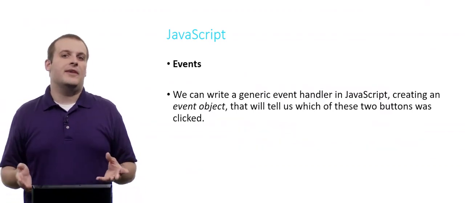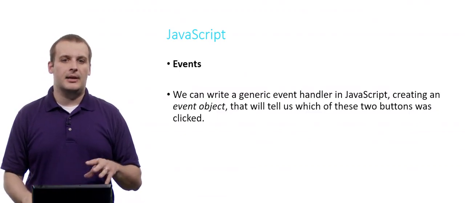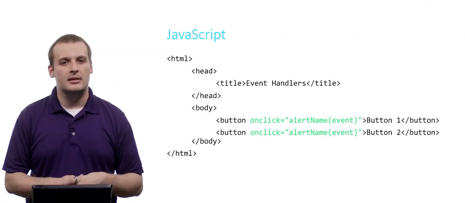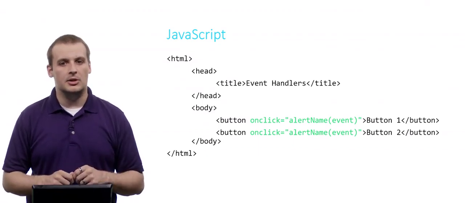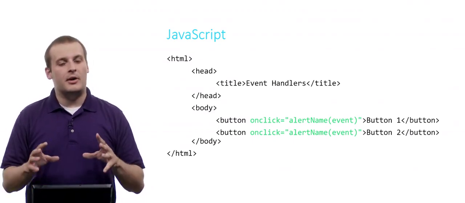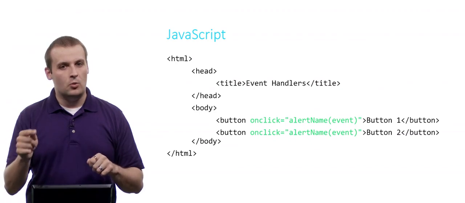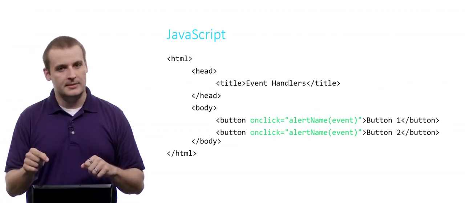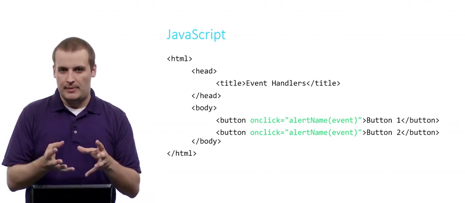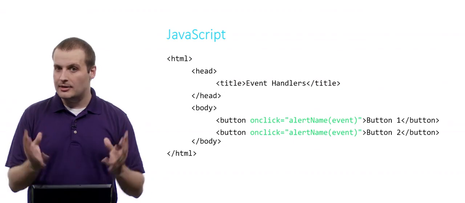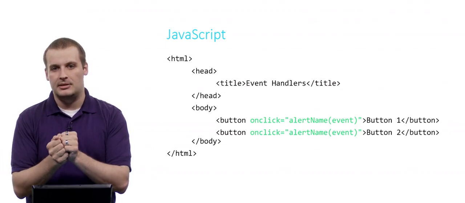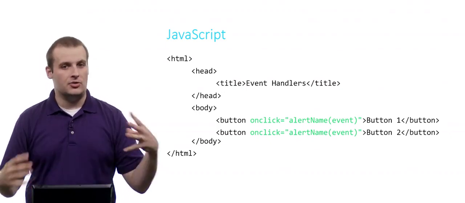We can write a really generic event handler in JavaScript, for example, that creates an event object and will tell us which of those two buttons was clicked. And it might look something like this. Button onClick equals alert name event. If we do this, we have basically set up our HTML so that when either button 1 or button 2 is clicked, the alert name function will be called, and an event will be passed in. The event is automatically generated by the page, and it basically contains all of the information about what just happened. And from that information, we can extract more information.